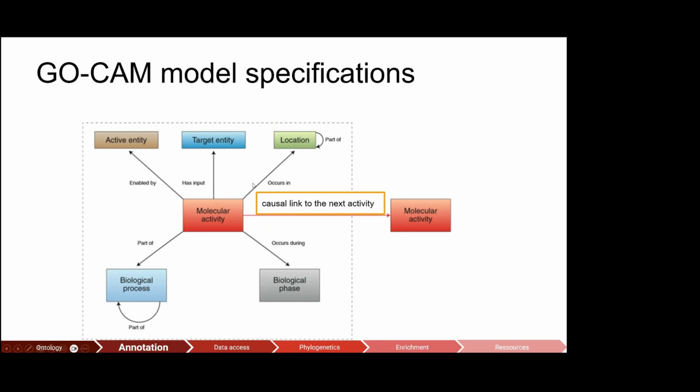And finally, this molecular activity is linked to the next molecular activity by a causal link, and it's a relation. So we have about 10 relations, like positively regulates, directly positively regulates, directly negatively regulates, provides input. So you have a short list of relations that we use to link these molecular activities together.